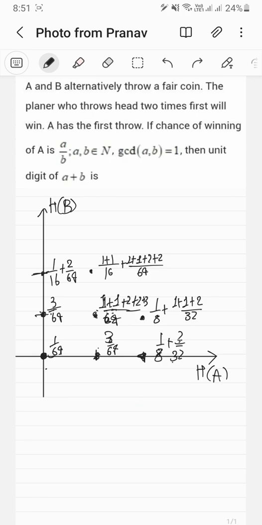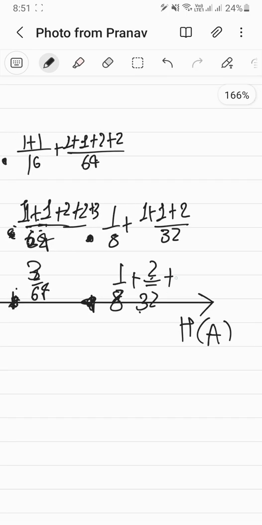So notice the pattern: 1 by 8 plus 2 upon 32, 1 by 8 plus 1 plus 1 plus 2 upon 32, 1 by 16 plus 2 upon 64, 1 plus 1 upon 16, and then 1 plus 1 plus 2 plus 2 plus upon 64. You guess what the next thing is going to be?